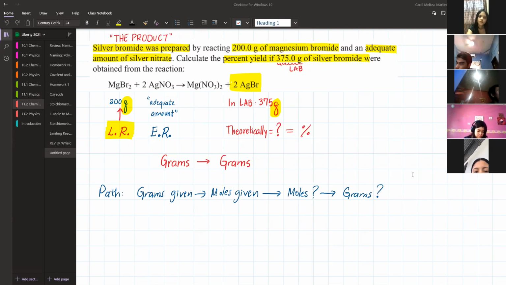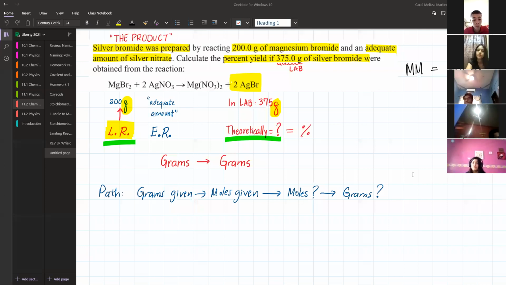So you begin with your given. I'm also missing the molar masses, sorry. So I'm going to need the molar masses of which ones? The given and the unknown. So I need this molar mass and this molar mass too. My calculation for molar masses, I'm going to do it very fast. MgBr2 and AgBr. So the molar mass is 1 times magnesium.